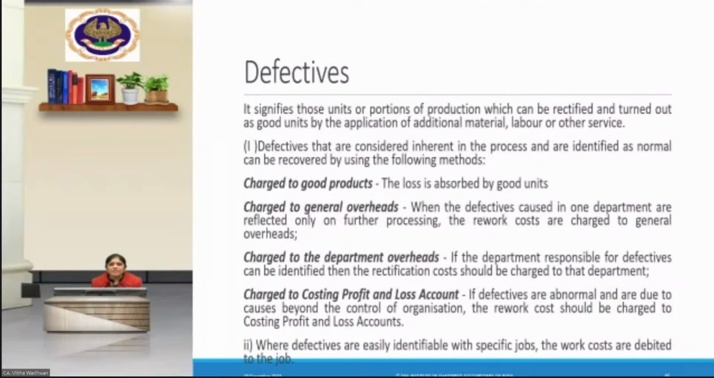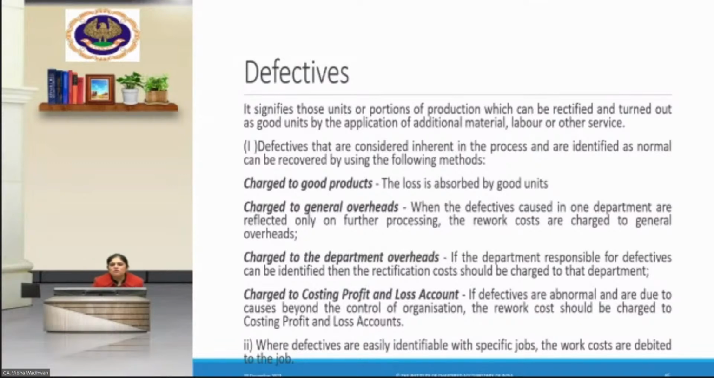Defectives. See, defectives are those spoilage which can be rectified, and they can be sold as seconds. So the difference between spoilage and defective is that spoilage is totally damaged. It cannot be rectified. Defectives are those which can be rectified and made better by additional material or labor expense. So they can be made a good product if additional labor or material is incurred on them.